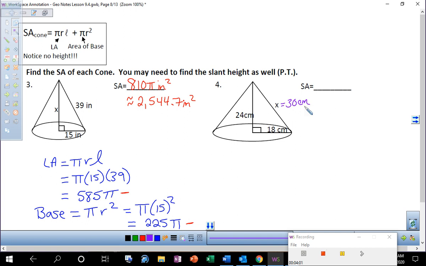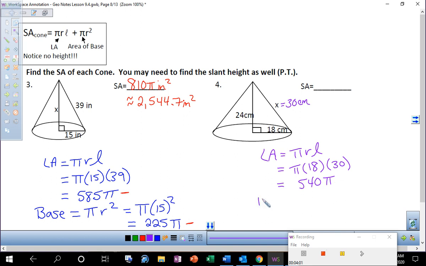And then again, we can go ahead and use our 30 and our 18, our 24. We don't need any more to find our surface area. So lateral area first part of the formula, pi r L. So r in this one is 18, and the lateral face, or the slant height that we just found, is 30. So multiply those together, just leave it in terms of pi. We get 540 pi for the lateral.